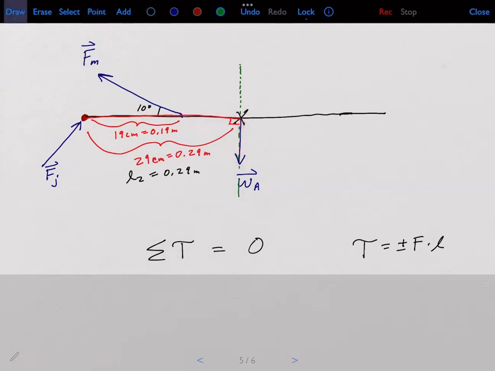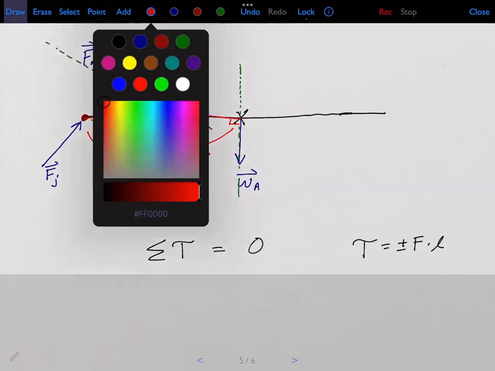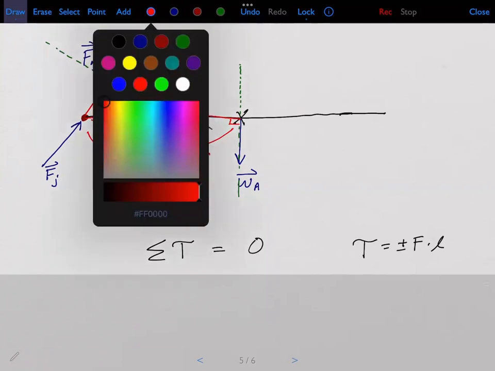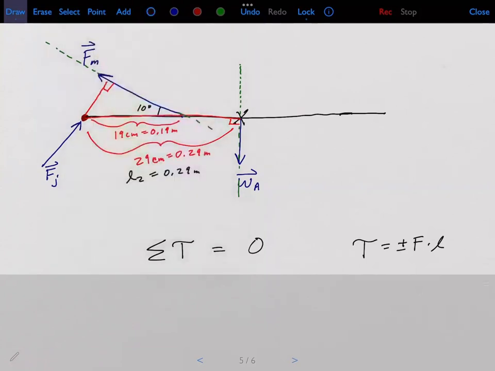What about the muscle force? Well, the muscle force, this is the line of action, that's the line along which that muscle acts. So the moment arm is going to be the perpendicular distance from the line of action of the force to the axis of rotation. So in this case, it's going to be this distance, the one that's perpendicular. I think I called it L1 in my notes. Call it L1. So this is L1. That's the moment arm for the muscle force.